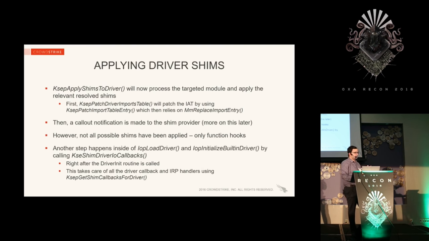So that happens with a separate function, KsipApplyShimsToDriver. And this is going to go in KsipPatchDriverImportsTable, which calls KsipPatchImportTableEntry, which then calls MmReplaceImportEntry. So the memory manager has a whole bunch of functionality now to basically safely and correctly patch IAT entries, take care of the section objects, and all that. At that point, your shim provider gets a callout notification, which we're going to talk about later, which basically tells you, OK, you are now shimming this thing. But the only thing we've shimmed so far are functions, IAT entries.